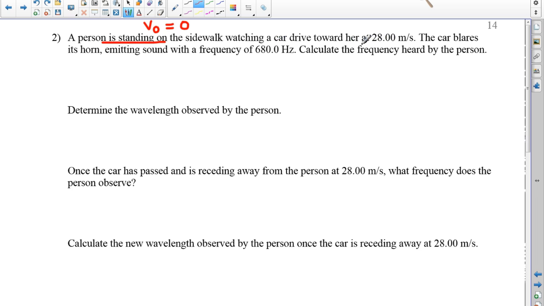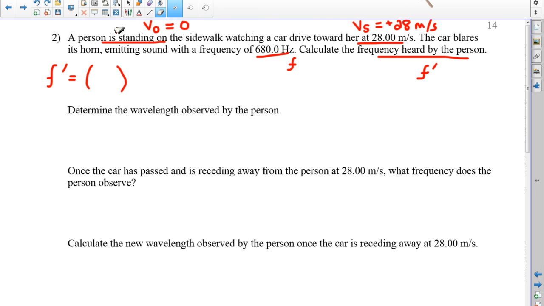The car is driving. The car is the source because it emits the waves. And so the source speed is 28, and it's going toward her. That's approach. That makes it positive. It emits a frequency of 680. That's the emitted frequency. That's just regular old F. We have to find the observed frequency, F prime. The equation is F prime equals F, the emitted frequency, times a fraction. So the emitted frequency, what's that? It's the 680.